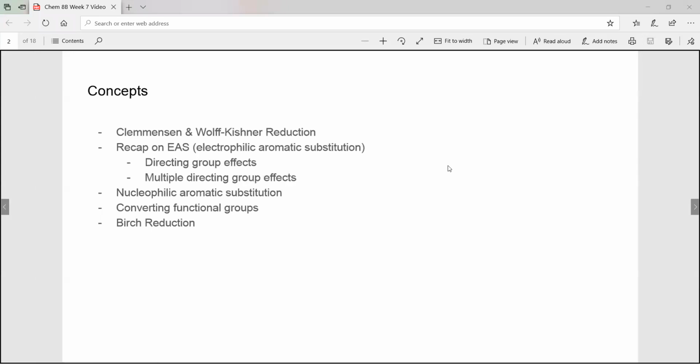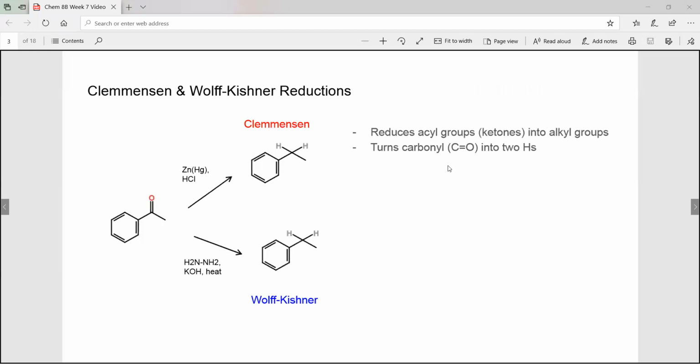Here are the concepts we'll be going over today, so let's get right into it. Here we have Clemmensen and Wolff-Kishner reductions, and they're both used to reduce acyl groups into alkyl groups, essentially turning the carbonyls into two hydrogens. The top one is Clemmensen, and it uses zinc, mercury, and HCl. And the bottom one is Wolff-Kishner, and it uses H2N-NH2, KOH, and heat.